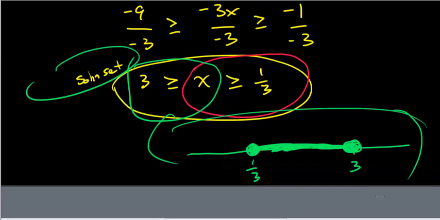Alright, so that's 4 examples of double-sided or AND type inequalities. I want to talk about OR type inequalities next. Let me get a fresh screen.